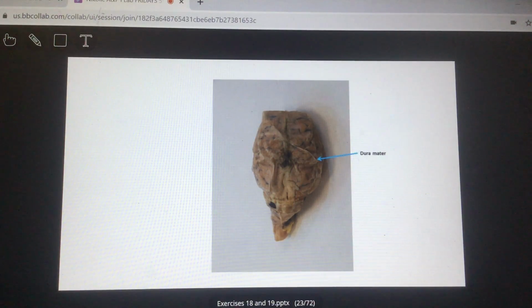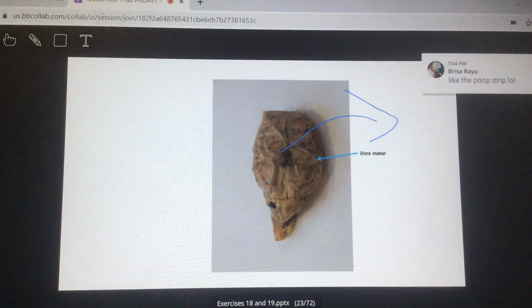Okay. Now, it's in this image that you will see the superior sagittal sinus as a thick blue line. I didn't see one in the images that I have, but somebody in my other class said it looks like a shrimp vein. I don't know if that helps anybody, but it is in this image because when we take off the dura mater, usually a lot of that vein gets pulled out. Yeah, like a poop strip.